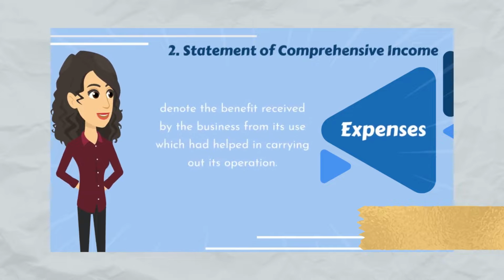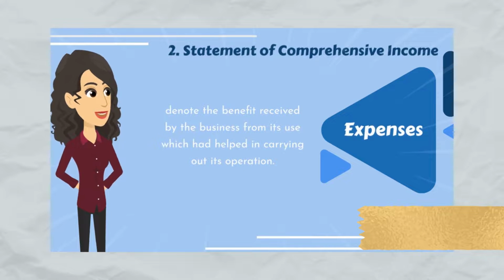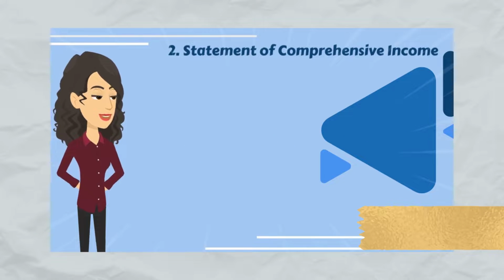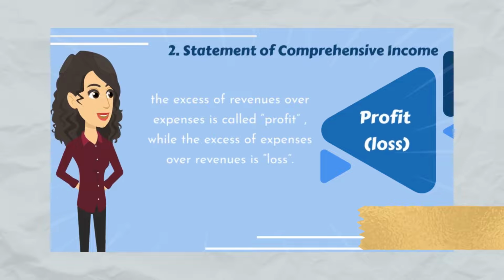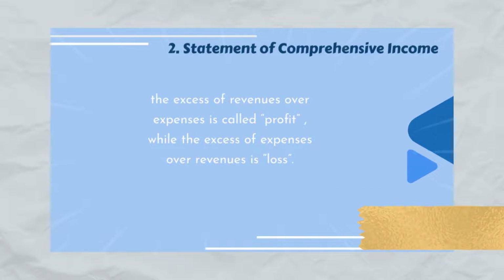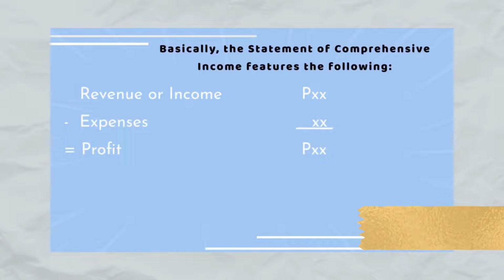Expenses denotes the benefit received by the business from its use, which had helped in carrying out its operations, such as salaries expense, rent expense, repairs and maintenance, taxes and licenses, and many more. While on the other hand, profit or loss is the excess of revenues over expenses. So basically, the statement of comprehensive income features the following: revenue or income less expenses equals profit.